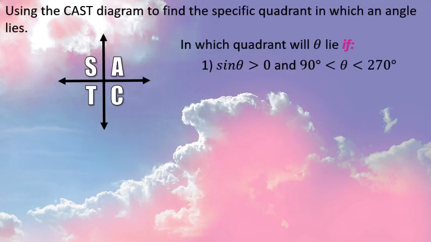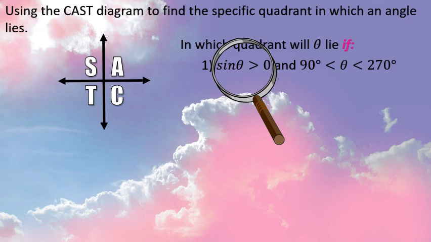Okay, so let's see if we can use our CAST diagram to find the specific quadrant in which an angle lies. We don't know the size of this angle, but with the information given to us, we can determine if it's going to be in quadrant 1, 2, 3, or 4. All we need to do is whip out our little magnifying glass. Let's look at piece of information number 1 that we've been given. You will always be given 2 pieces of information, and wherever those 2 pieces of information coincide, that is the quadrant in which theta will lie. I know that sounds strange, so just work with me for a second and you'll see what I mean.